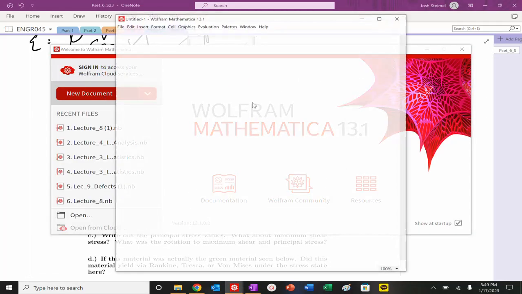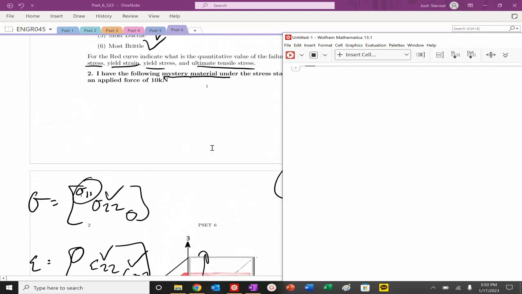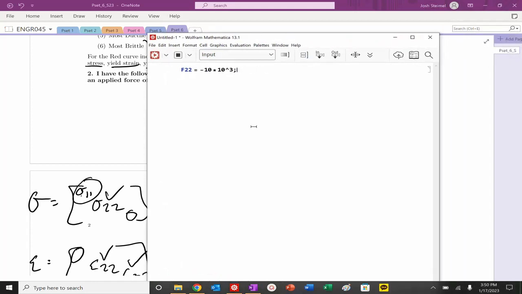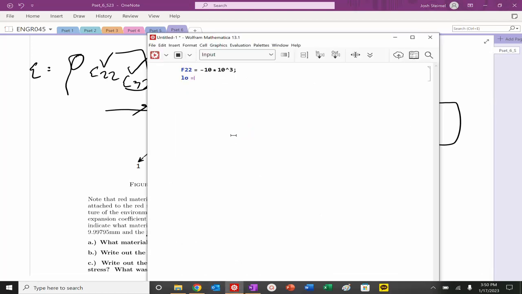All right, so I want to go ahead and define some values. I know that my F22 is equal to minus 10 times 10 to the third. I want to make sure my units are all good to go. My L naught of my cube is going to be 10 millimeters, so it equals 10 times 10 to the minus 3.